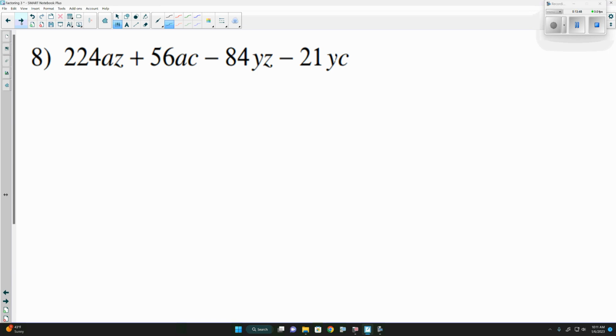Let's look at this one here. This one here will be the last one we look at. I think that's the last one that we actually have, yes? So looking at this here, we're trying to see greatest common factors between these, yes?